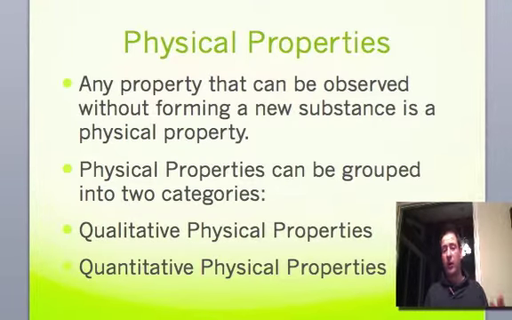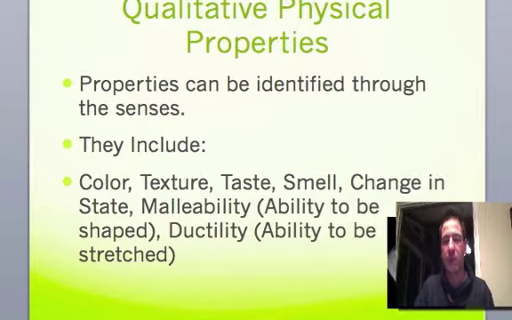But then there are qualitative physical properties, and those are things like it's hard, maybe its color, its smell, things like that. Those are qualitative. All those things I've discussed, you should be able to identify from a list as physical properties versus chemical properties. So today we're talking about physical properties.